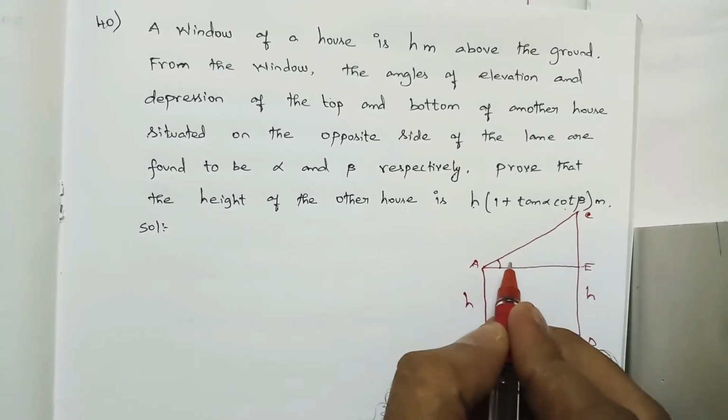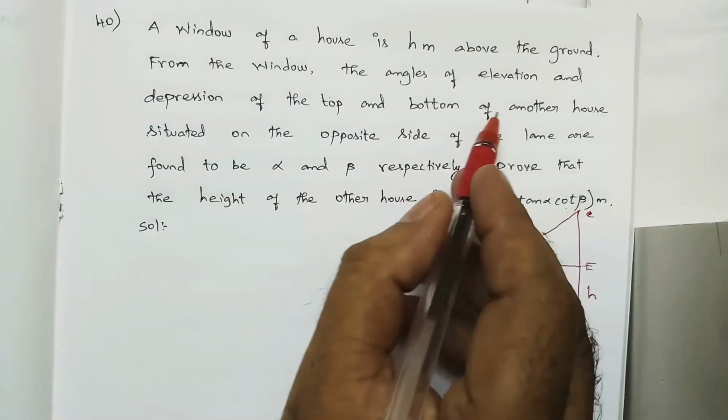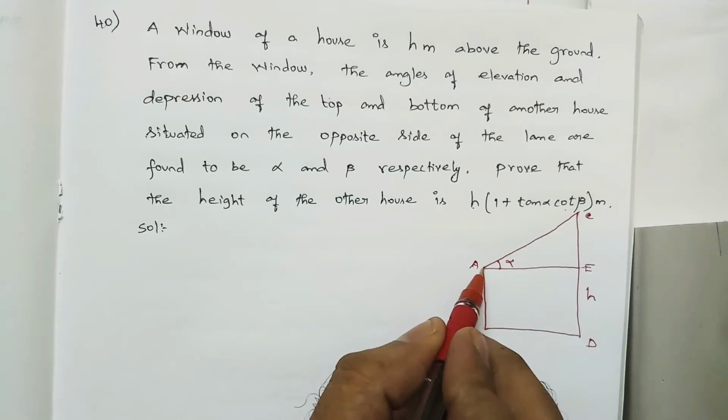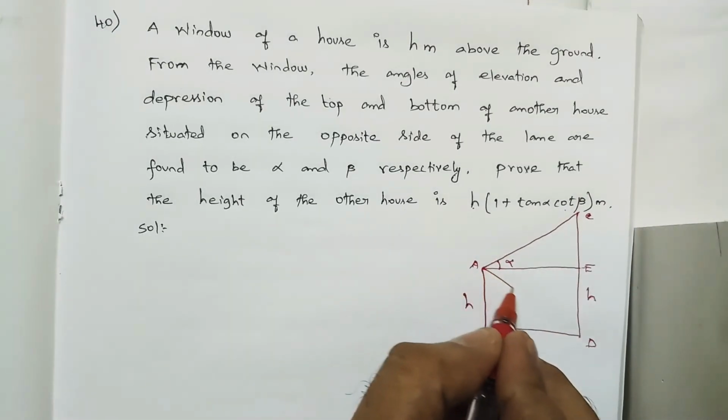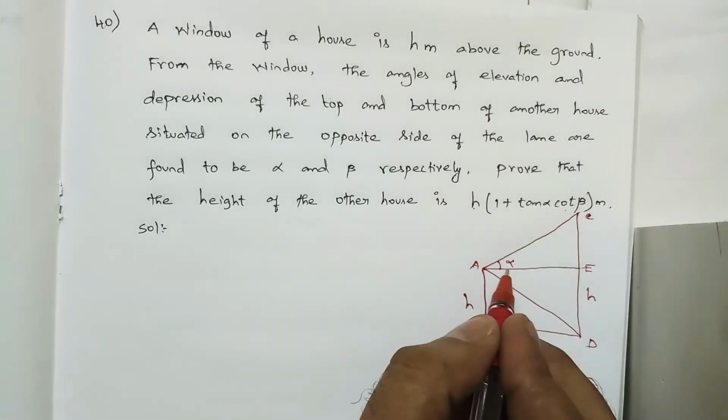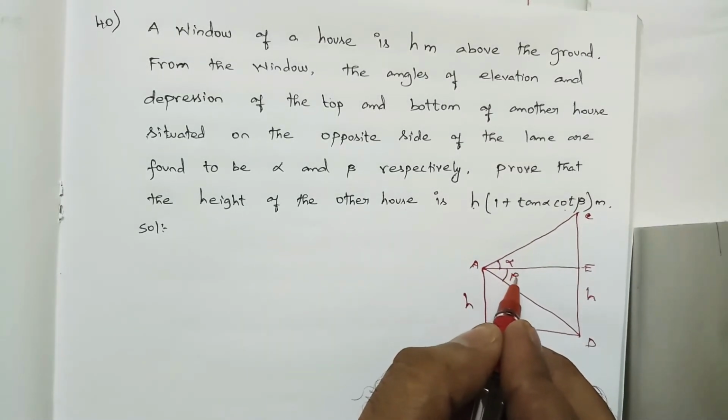So angle of elevation is alpha, right? And the angle of depression is beta, right? From the point A, they are seeing the bottom of the house, that is AD, right? And this angle is beta, and this angle is beta, right?